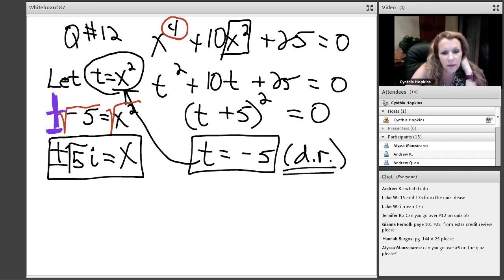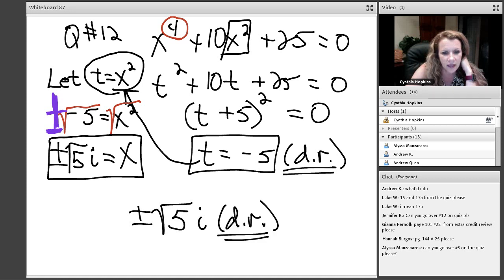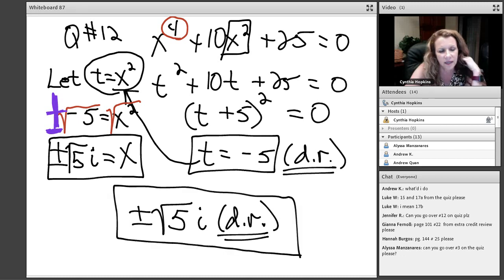That's my x. But remember, that was from plugging in one of these -5s for t, but I have 2 of them. Well, when I plug in the second one, of course, I'm going to get the exact same answer, another plus or minus the square root of 5 times i. So here's how I'm going to write my answer. Double root. And so if there are 2 positive square root of 5 times i, and then 2 negative square root of 5 times i, that is a total of 4 answers. And that makes sense because it was a 4th degree polynomial.